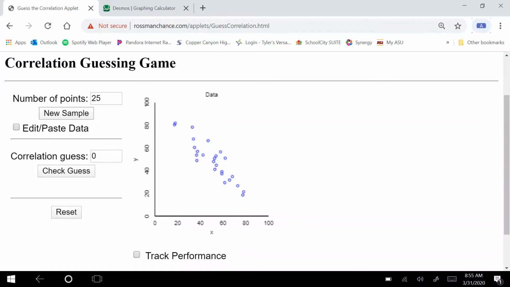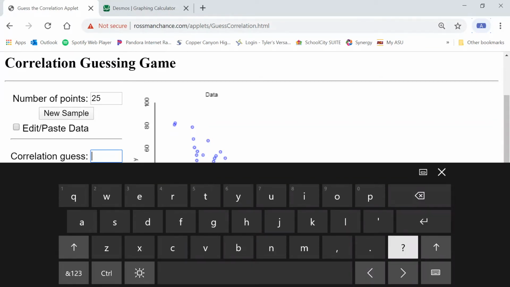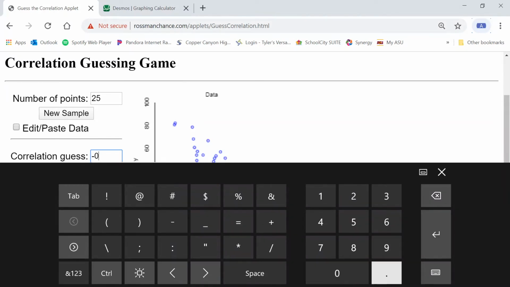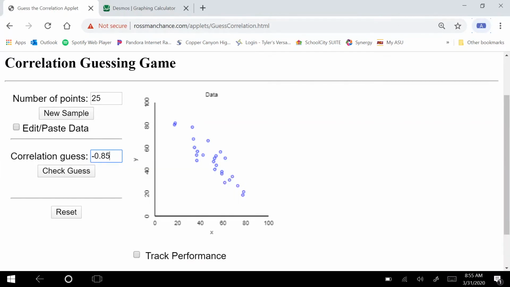Oops, messed that up. This one, negative 0.8. Negative. My association is negative, so I'm going to guess negative 0.85. Again, they're kind of on a straight line all the way through. I don't have any outliers. And that was pretty close, negative 0.9.